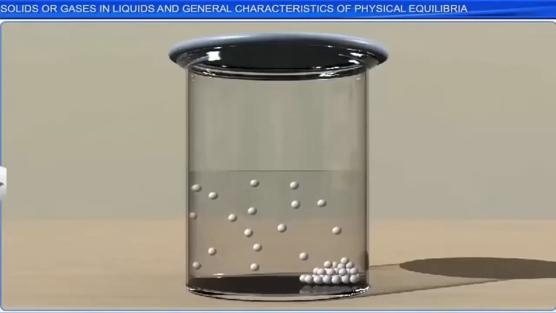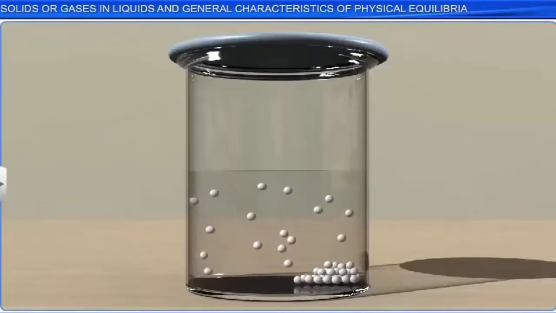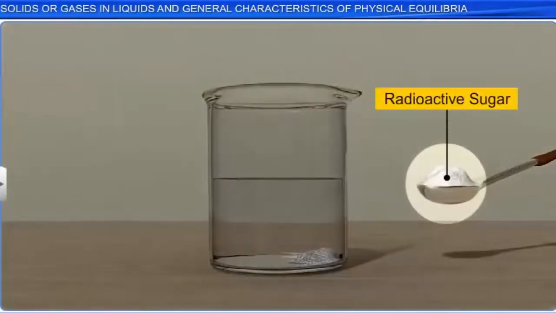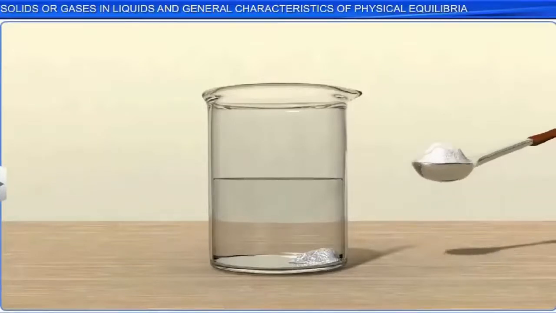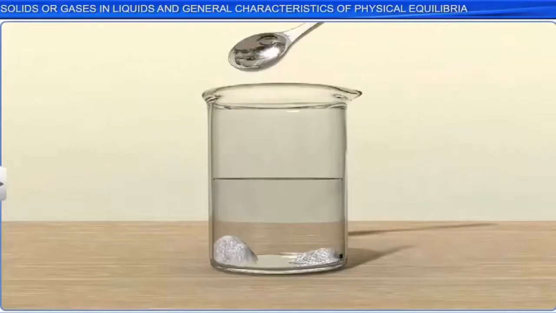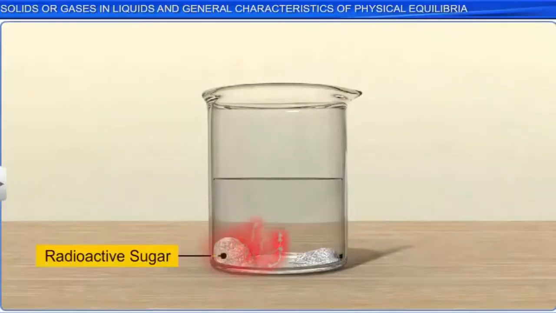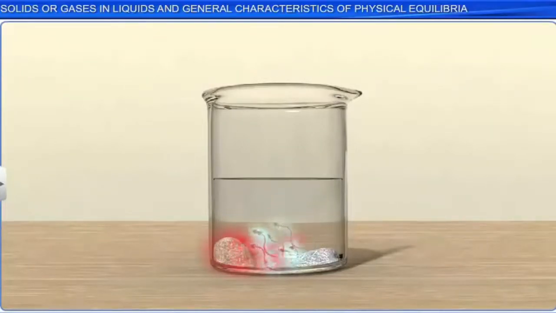The dynamic nature of this equilibrium can be established using radioactive sugar. Let's see how. Take a beaker containing saturated sugar solution. To this, add a small quantity of radioactive sugar and let the solution remain undisturbed for some time. Then check the solution for radioactivity. It is noticed that both the undissolved sugar as well as the solution have turned radioactive.